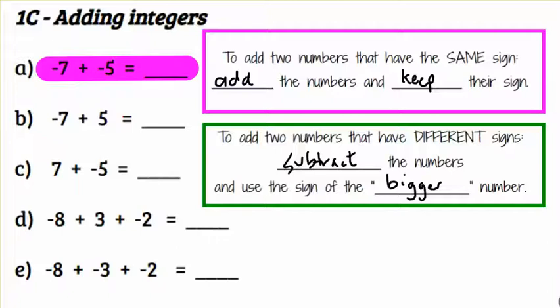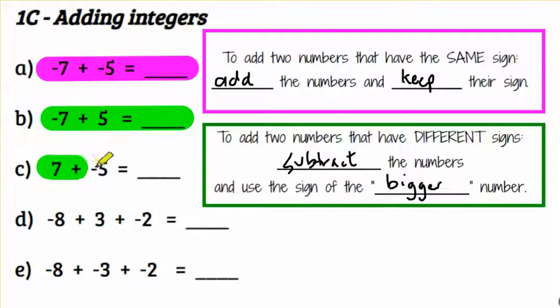Now, let's talk about the other ones with green, signs that are different. So in this case, for B, we have a -7 and a +5, and for C, we have a +7 and a -5. All right, so let's stop here and talk about those answers. For this first one, we add those numbers and keep their sign. So think about what that number would be.